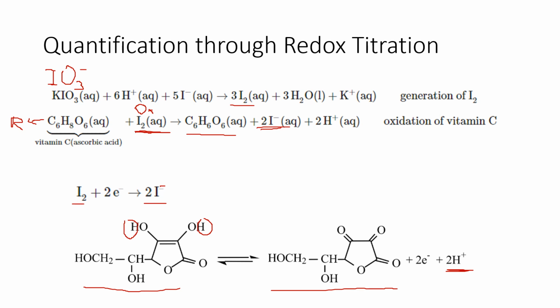The idea is that in the first reaction, when the iodine is produced, it will quickly react with the ascorbic acid and be quickly consumed, generating iodide. If all the ascorbic acid is consumed, the iodine produced in the first reaction will start to accumulate, and it will start to bind with starch. So we add starch to our system.